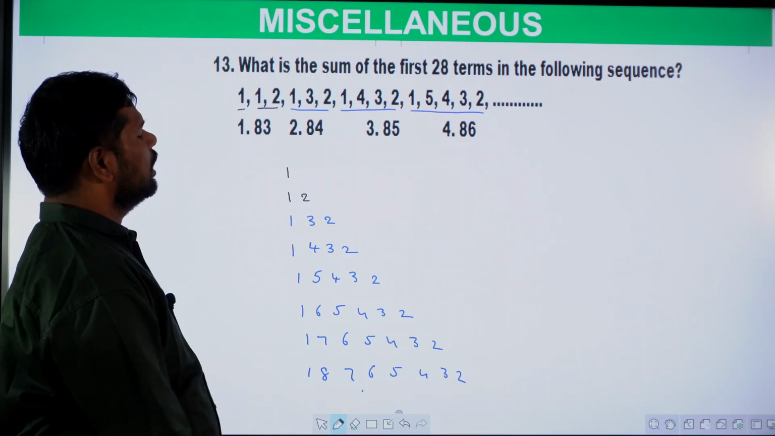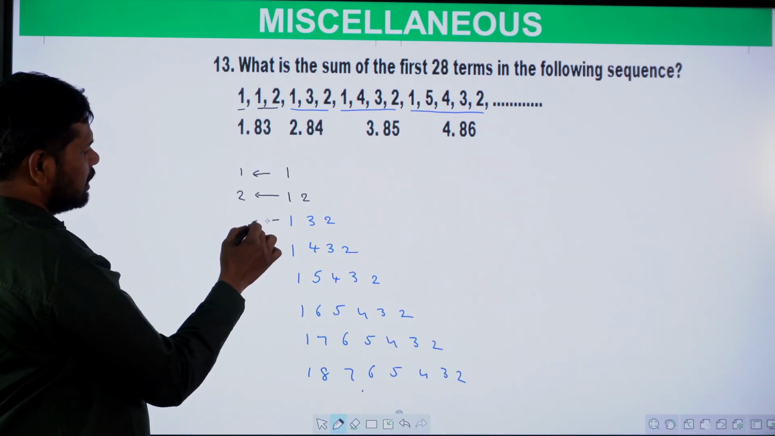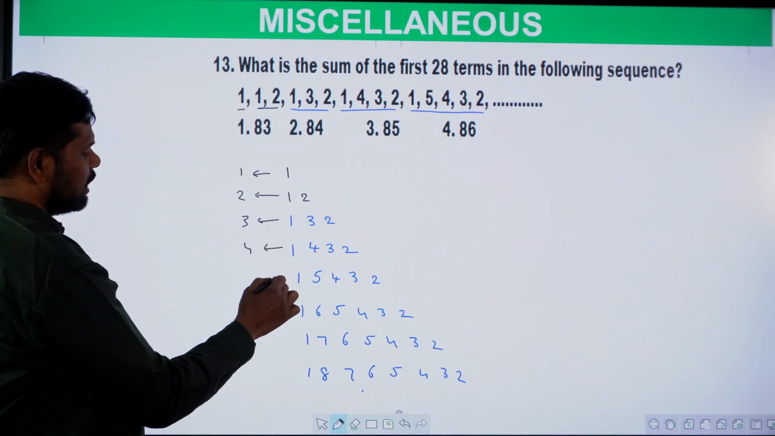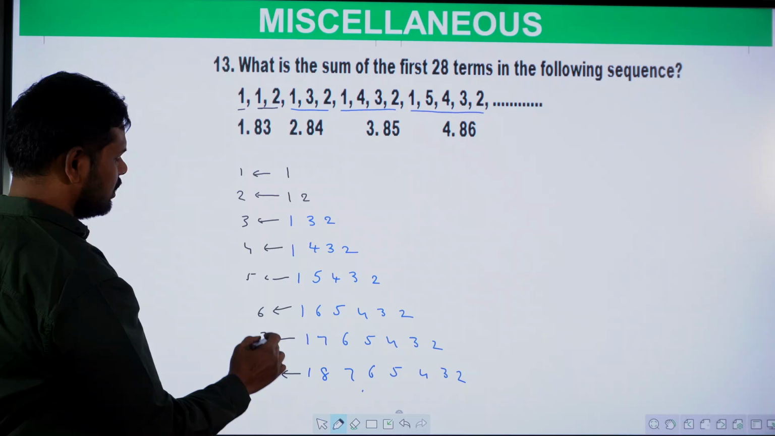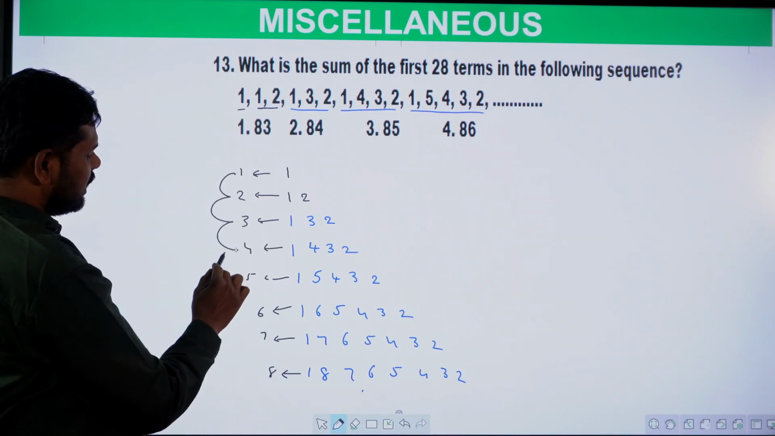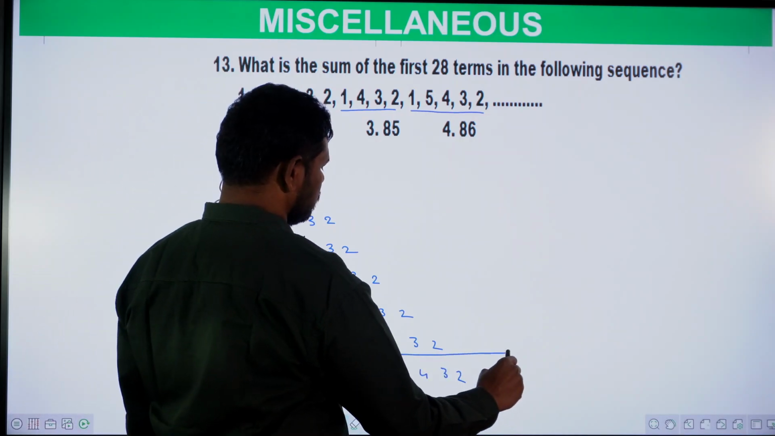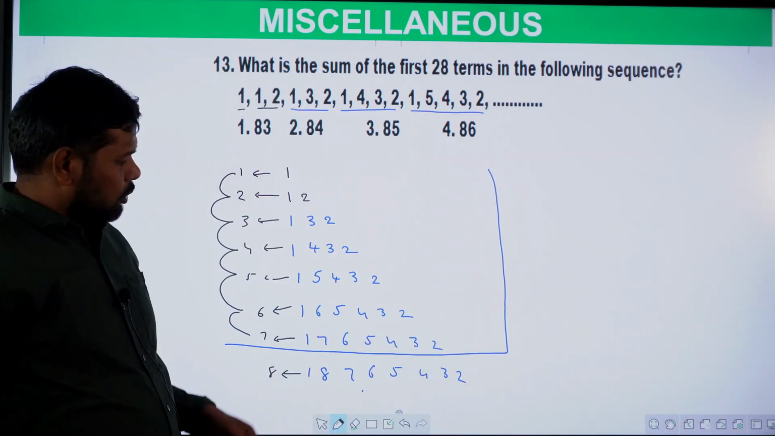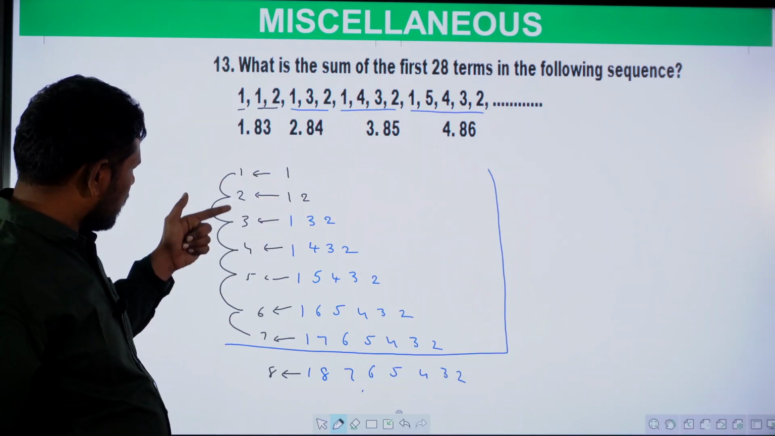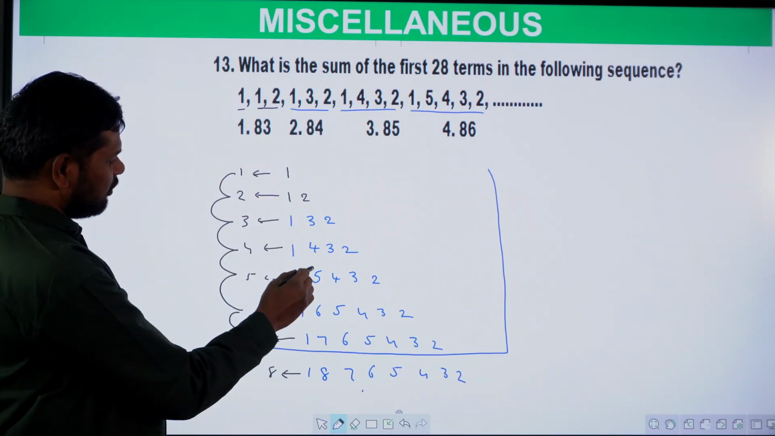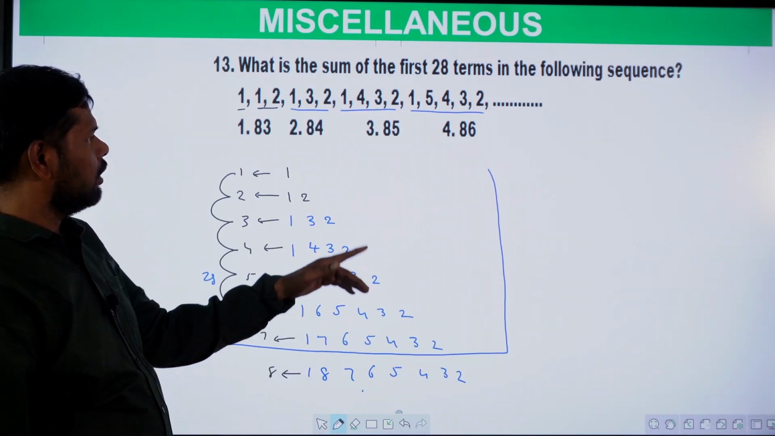They are asking about the sum of the first 28 terms. Here how many terms? 1 term. Here 2 terms. Here 3 terms. Here 4 terms, 5 terms, 6 terms, 7 terms, 8 terms. 1 plus 2 is 3, 6, 10, 15, 21, plus 7 is 28. Up to the end of this value is enough. 28 terms means the sum of 1 term, 2 terms, 3 terms and so on gives 28, so up to the end of the 7th row you get 28.